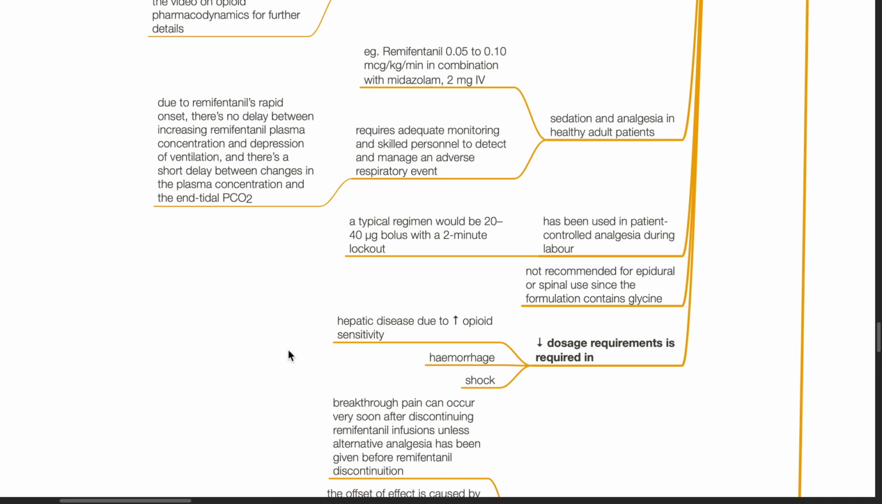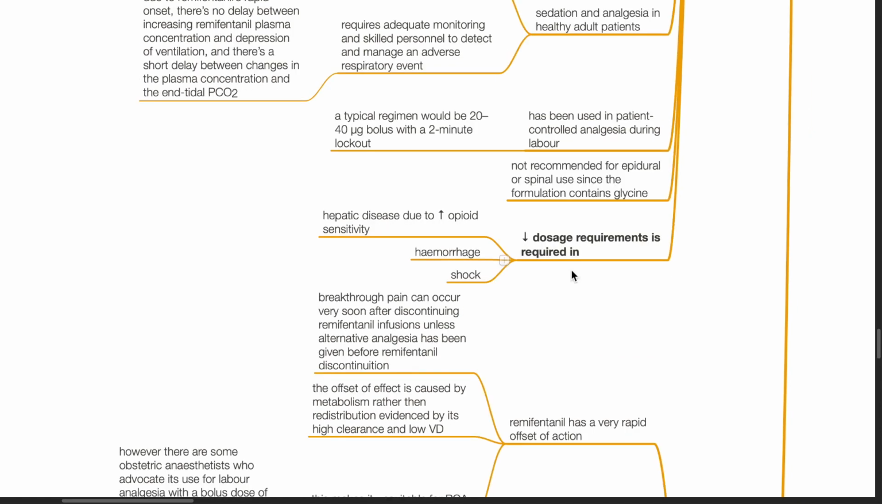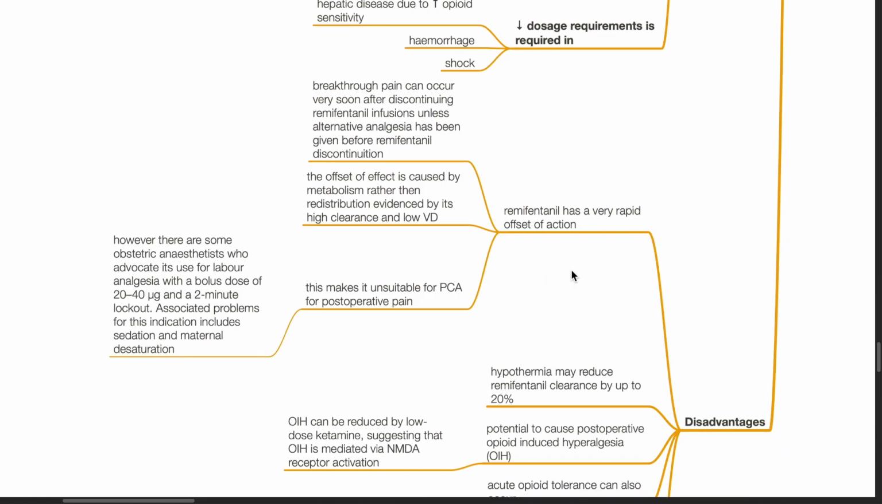Remifentanil is not recommended for epidural or spinal use, since the formulation contains glycine. Reduction in dosage is required in hepatic disease, hemorrhage, and shock due to increased opioid sensitivity.